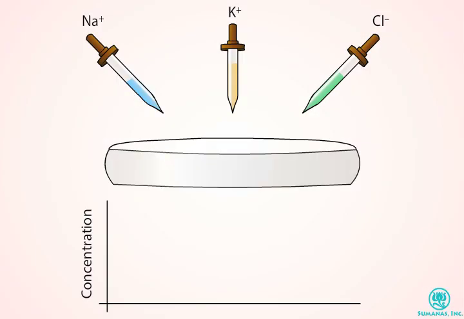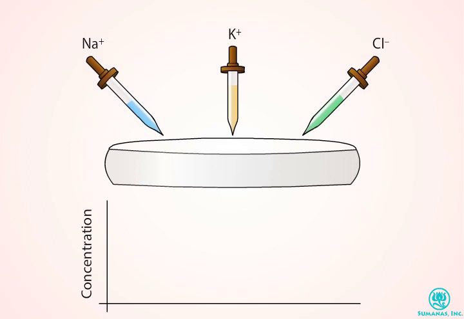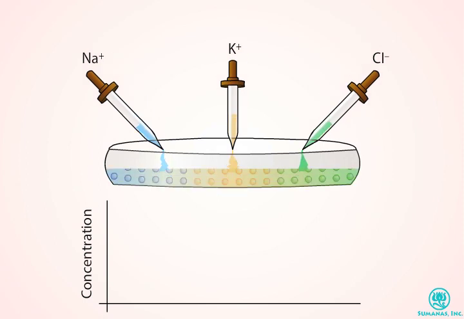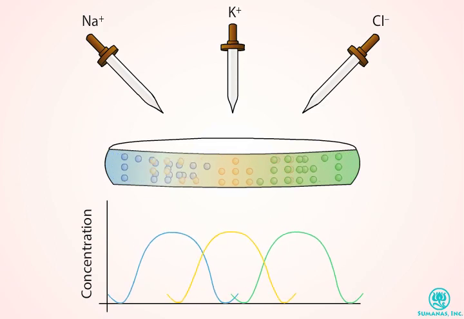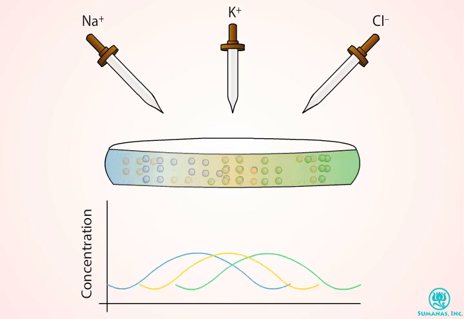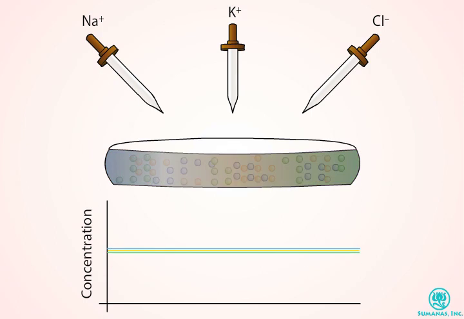When solutes such as ions are placed in a solution without physical barriers, they become evenly distributed throughout the solution by a process called diffusion, the random movement of particles toward a state of equilibrium. For the mixture shown here, equilibrium is reached when the concentration of each ion is evenly distributed throughout the solution.